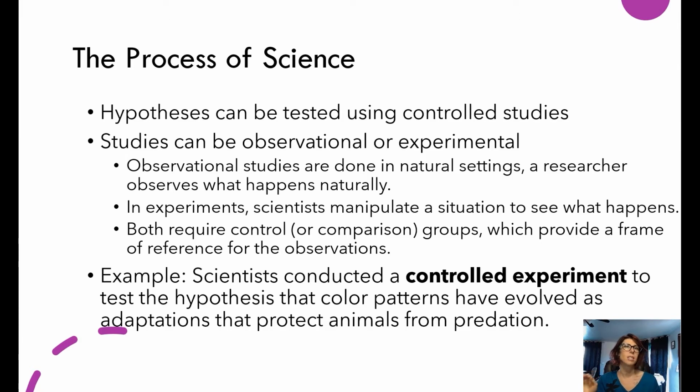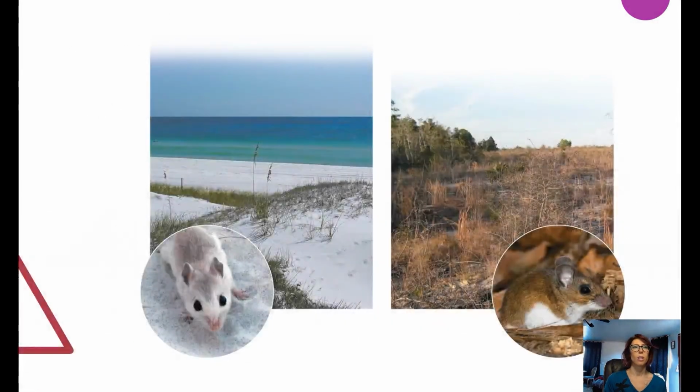So for example, scientists conducted a controlled experiment to test the hypothesis that color has evolved as adaptations to protect animals from predation. We're talking about camouflage here. Camouflage protects animals from predation. So can we test this hypothesis? Well, in this case, the researchers used this mouse to test their hypothesis. This is the same species of mouse, but the mice that live on the beach are white, the color of the sand, and the mice that live inland are brown, the color of the grass and the shrubs. So observation: same species of mouse, but those that live in white sands are white, and those that live in the grassy, shrubby inland are brown.